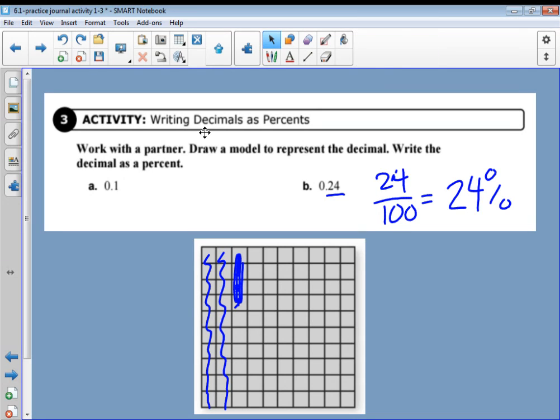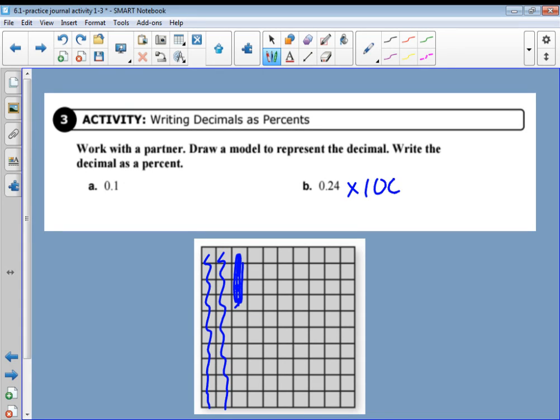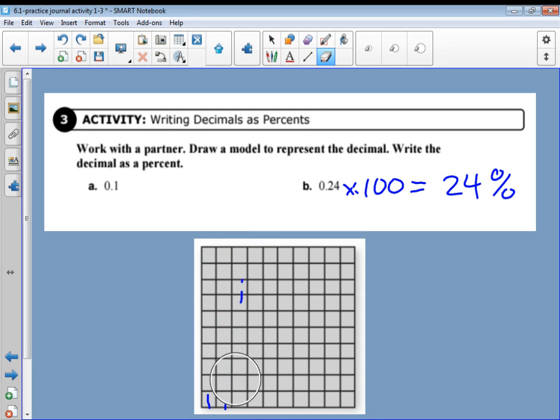Now another way that I can do this is to simply multiply my decimal times 100. That would give me 24, because I take my decimal and I move it 1, 2 places to the right. And this is going to be the opposite of taking my percent to my decimal. So just think you are multiplying by 100 in order to find your percent.